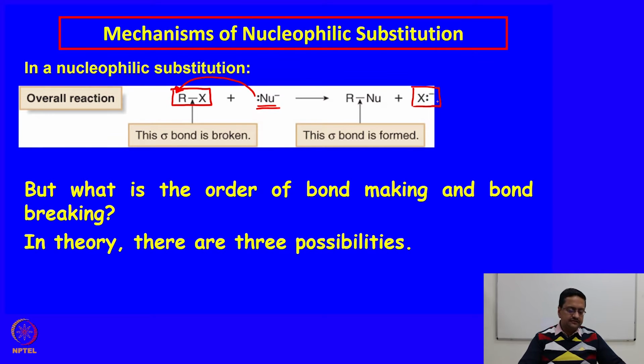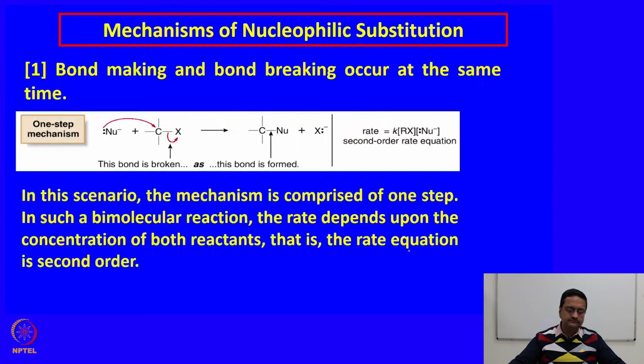Now, the question is, what is the order of this bond making and bond breaking process? In which order do these three things happen: bond breaking, bond making and elimination of the leaving group? Theoretically, there are three possibilities. Let us see those three possibilities one by one. The first possibility is that bond making and bond breaking occur at the same time, simultaneously. That means, as soon as the nucleophile attacks at the electrophilic center, the C-X bond is simultaneously broken and a new bond is formed.